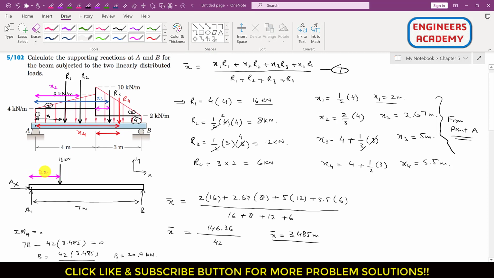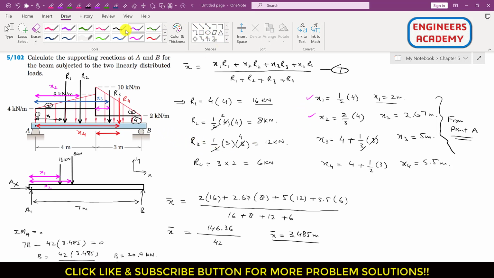This is x1. R2 is at a distance of 2.67, right? So it is somewhere here. This is R2, and its magnitude is 8 kilonewton, and its distance from that point A is 2.67. Let me represent that by x1 and x2, right? And these are x1, x2.